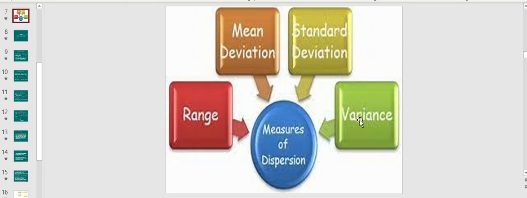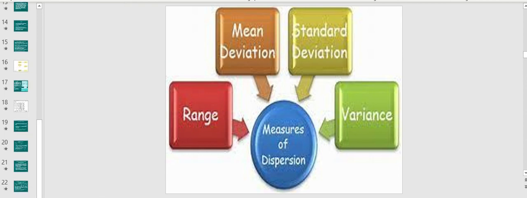In the last example, we found the mean deviation and the variance and the standard deviation. We will practice all these methods inshallah in the class.